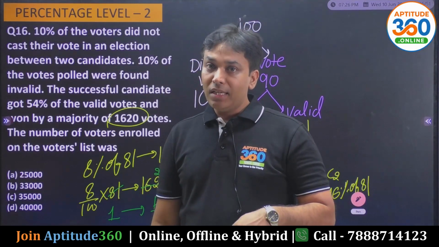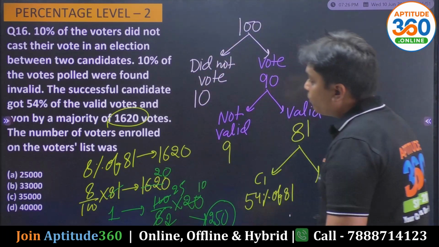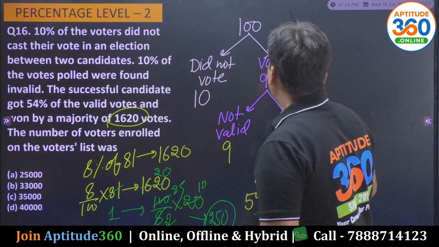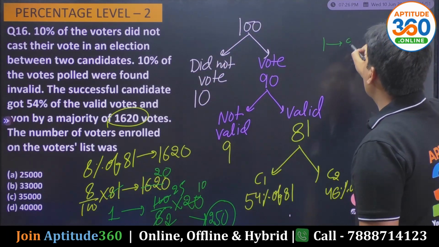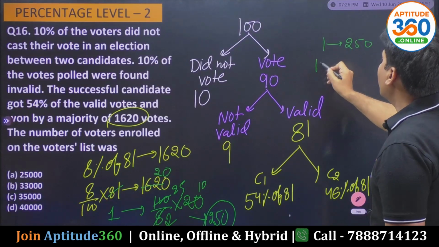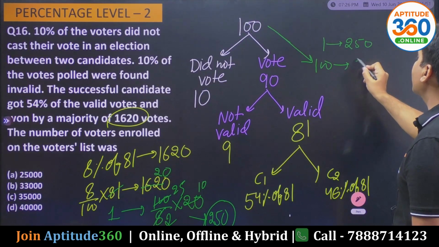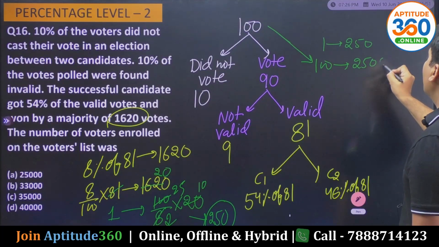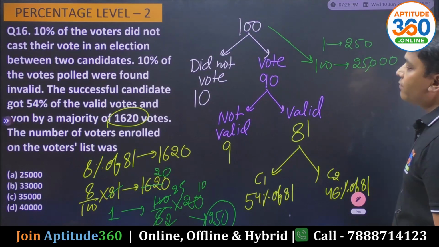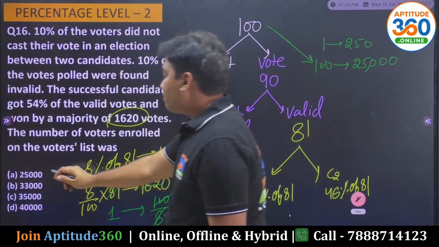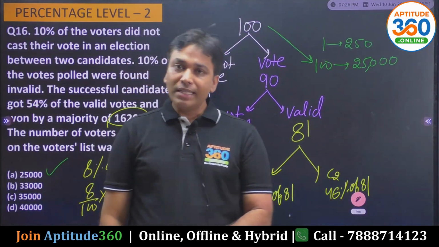This is the elementary method, right? And the question is asking how many of them enrolled. If R1 is 250, R100, because how many voters have we taken? 100. So R100 is going to be what? 250 followed by 2 zeros, which is 25,000. Option number A is the right answer. Done.